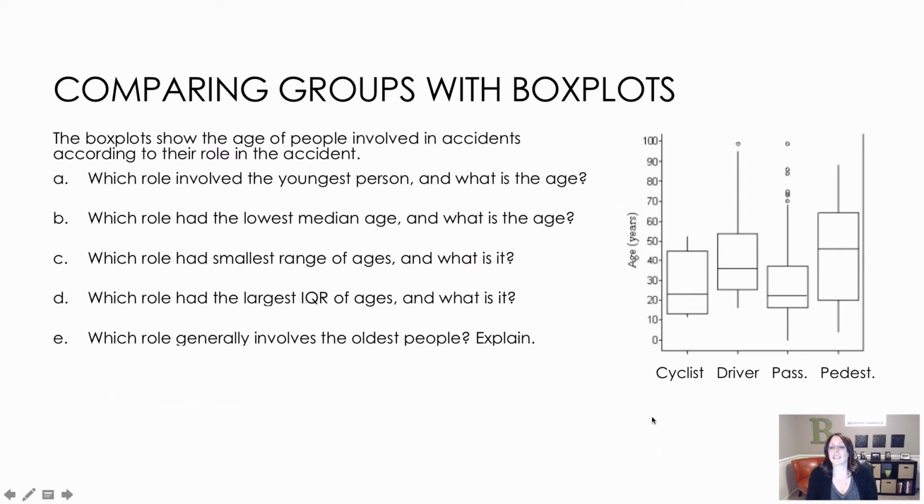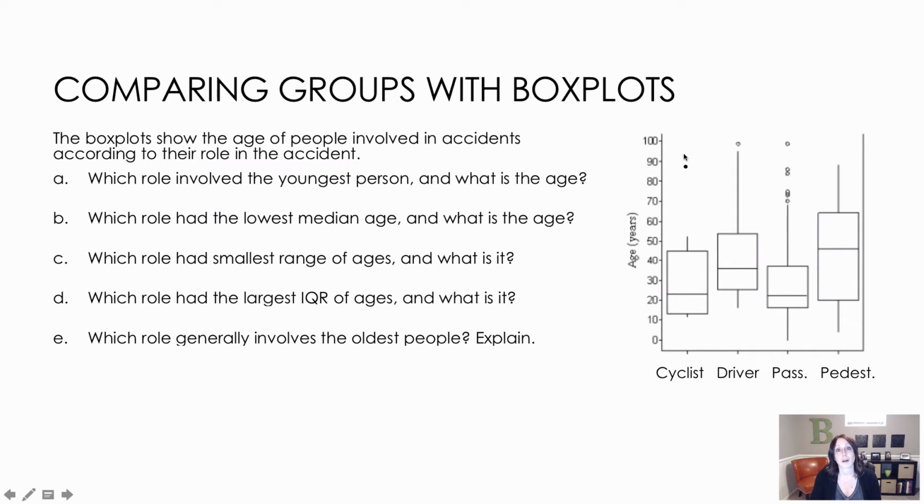Looking at this distribution, I'm looking at the age of people involved in accidents based on their role in the accident. So cyclist, driver, passenger, pedestrian. And here are the sample types of questions that you might be asked, basically on how to compare these groups. So for the first question, they ask which role involved the youngest person and what is the age.